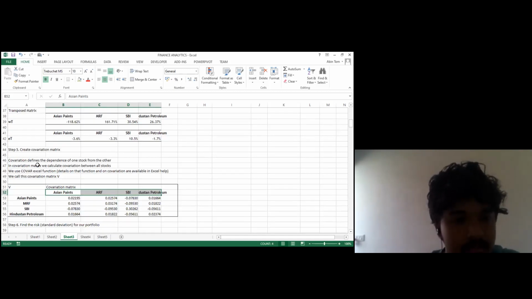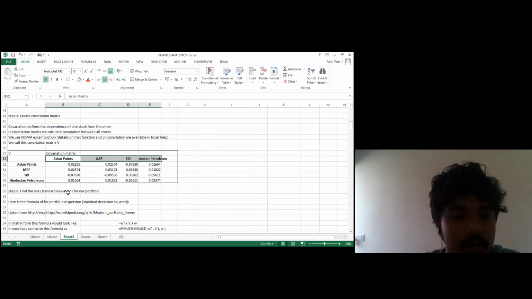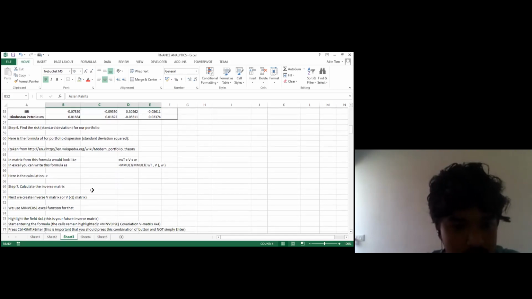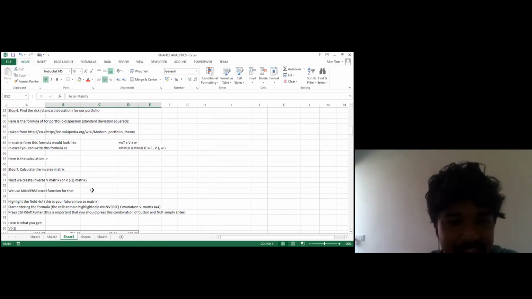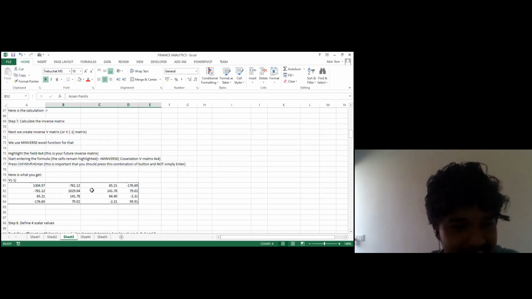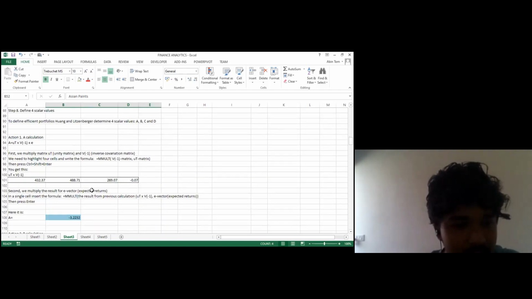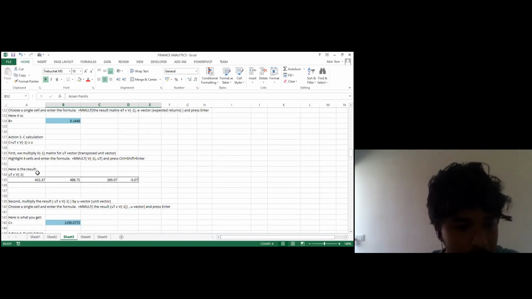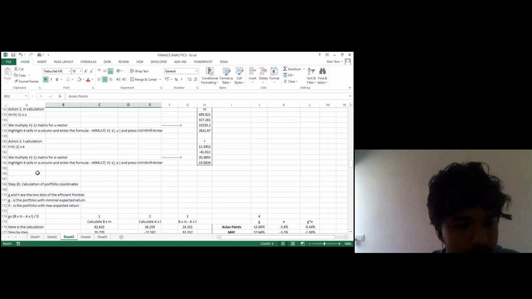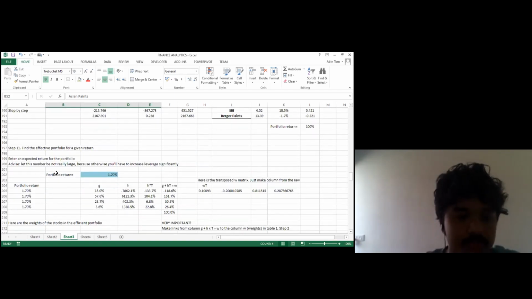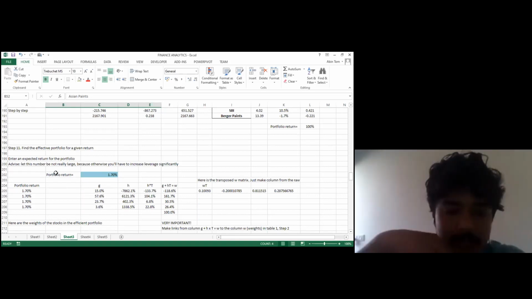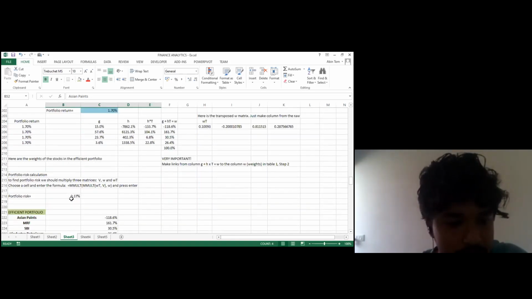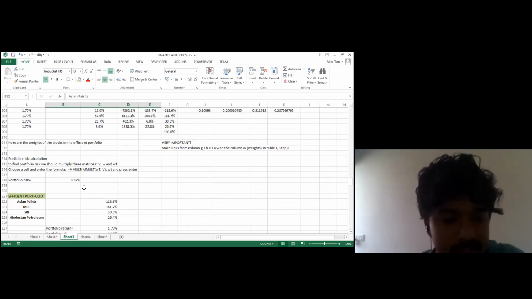Then for the next step we calculate the covariance matrix. So we use the covariance formula. Then these are the templates which I downloaded from the LMS. Then we find the portfolio return as 1.7, and then the portfolio risk is 0.37.